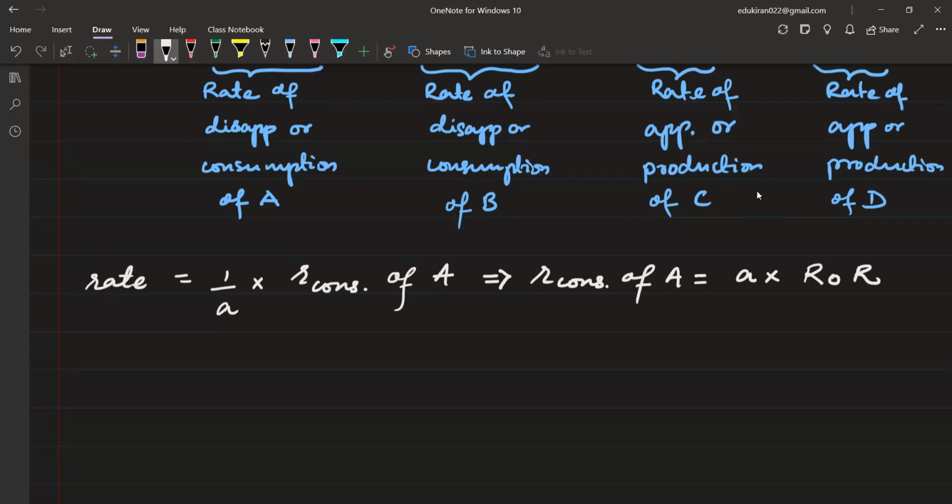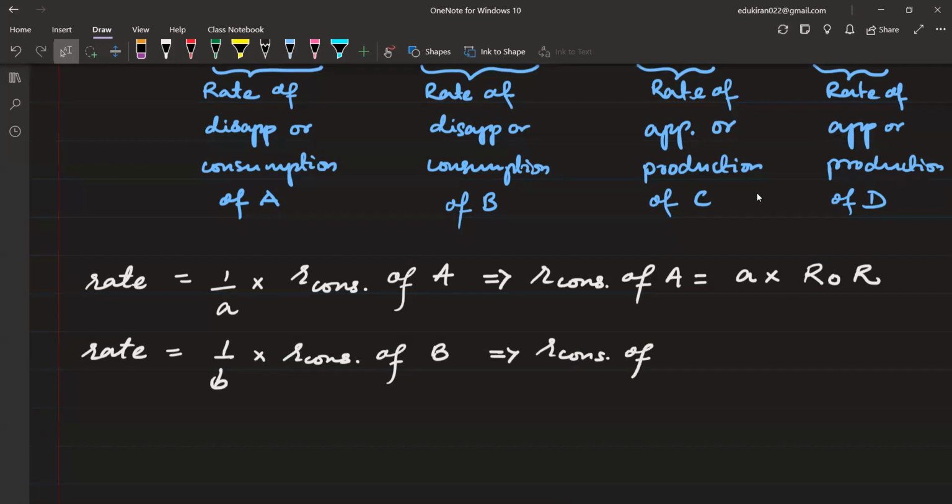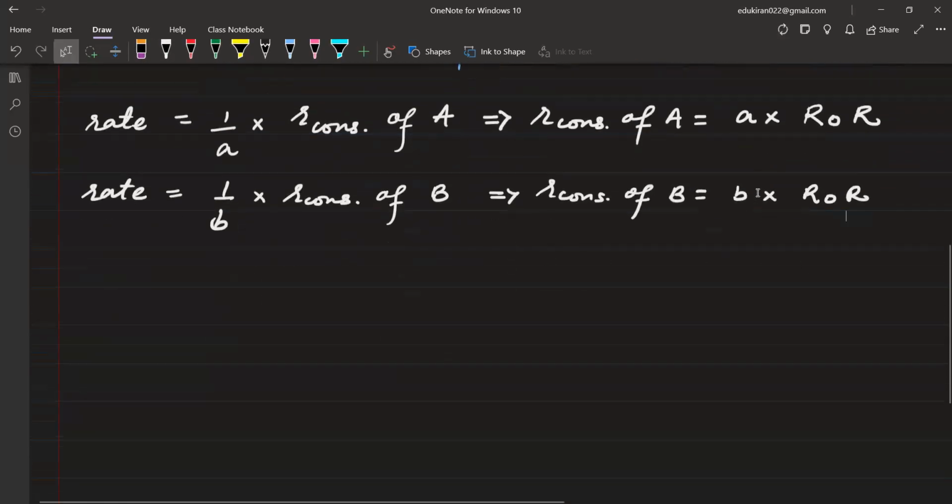Yes. Similarly, for B, what I will write, rate is equal to 1 upon B into the rate of consumption of B. Implies that rate of consumption of B will be equal to B into, देखिए B into B जाएगा ना उधर, B into the rate of reaction. ठीक है. Similarly for C, tell me what should I write?